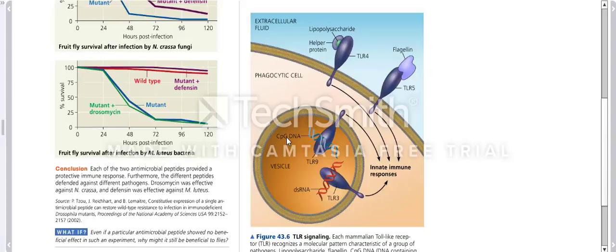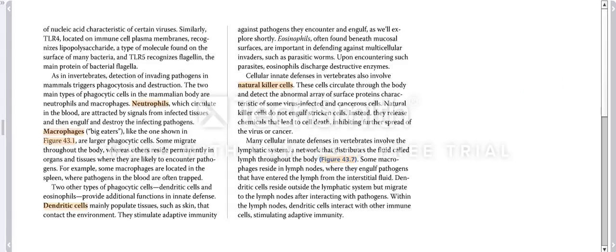Next, we will be talking about the separate types of phagocytes, which are neutrophils and macrophages mainly, but dendritic cells and eosinophils are also included in this. So neutrophils circulate in the blood and are attracted by signals from infected tissue. Macrophages are large phagocytes that sometimes migrate throughout the body. Others remain in organs or tissues, where they are likely to encounter pathogens.